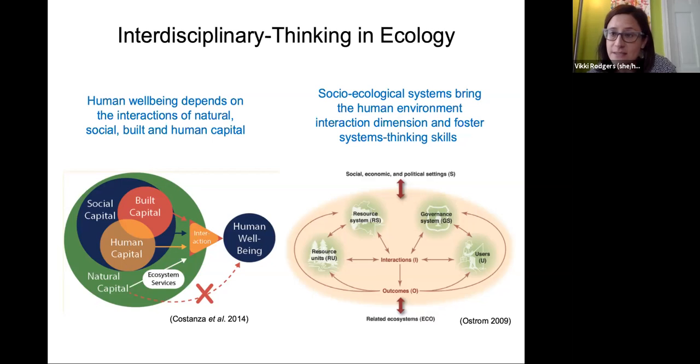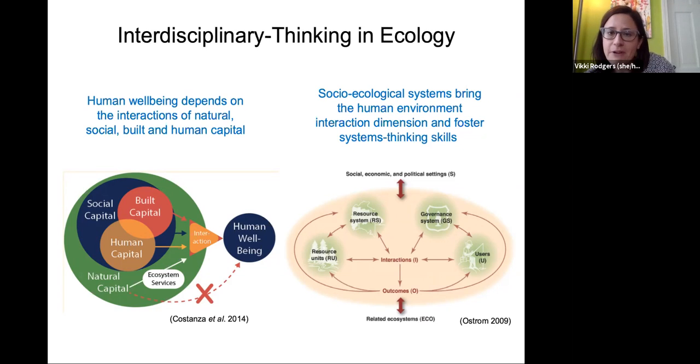The first is ecosystem services. And you can see on the left-hand side here the idea and the visual put forth by Costanza that I think is a really effective call for interdisciplinary thinking in ecology, showing that human well-being really depends upon the complex interactions of the natural, social, built, and human capital, right? It is not that natural capital directly feeds easily into human well-being, but there is a whole series of very complex interactions which call for many different disciplines that need to be integrated.